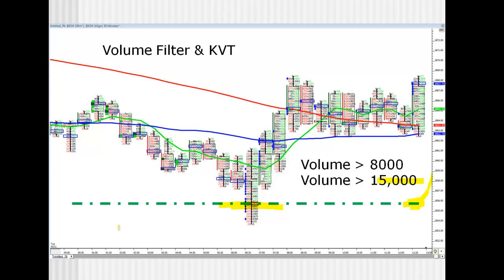All right, so you can now hopefully see the difference between the filter and the KVT conceptually, and you can see that the KVT is a different perspective altogether from a volume filter. The volume filter simply detects certain volume levels. It doesn't look back, it doesn't analyze intensity. You can gauge the intensity simply by adjusting the filter to different volume levels. So you can use either or, in fact, you can use both together on the chart.